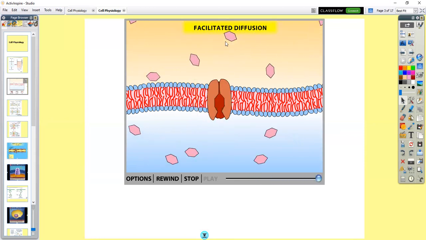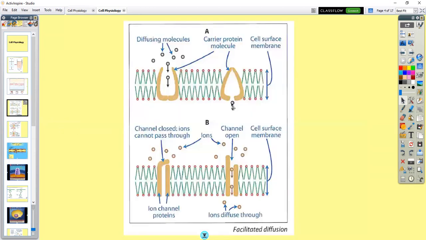Again, you'll end up with equilibrium, so the same concentrations on either side. And you can see here you've got your carrier proteins, so that change of shape allows molecules to pass through from a high concentration to a low concentration. Here you've got your channel proteins, which open up and allow those ions, in this case, to pass through, again, high concentration to low concentration.